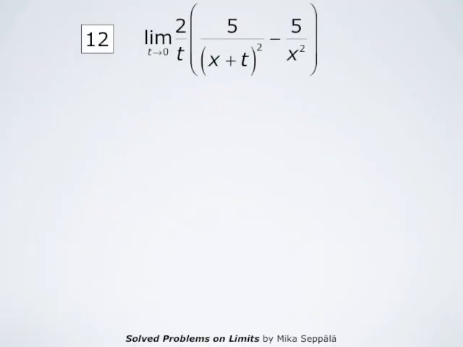To compute the limit as t approaches 0 of 2 divided by t times 5 divided by x plus t squared minus 5 divided by x squared, we first of all observe that x is a parameter. X is a fixed number, t approaches 0. And clearly x must be different from 0 because otherwise 5 divided by x squared would be undefined. So to compute this limit as t approaches 0, we must first combine the two fractional expressions in the second product. We get a rewriting.